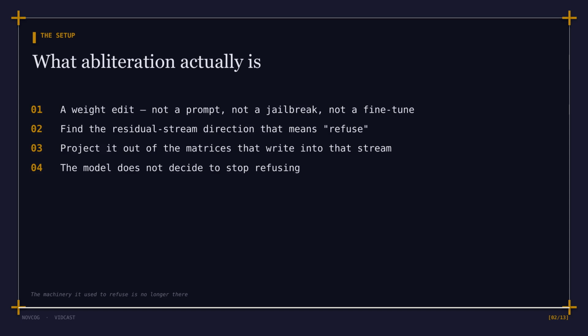First, what the technique is, because the word gets used loosely. Obliteration is not a jailbreak and it is not a system prompt, it is a weight edit. You find the direction inside the model's residual stream that corresponds to refusing, and then you project that direction out of the weight matrices that write into the stream. The distinction matters. The model does not decide to stop refusing, and it is not being tricked into complying. The machinery it used to refuse is simply no longer present in the weights. That is a permanent structural change to the file on disk.